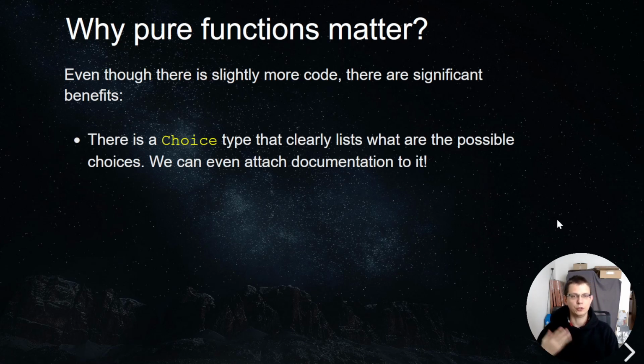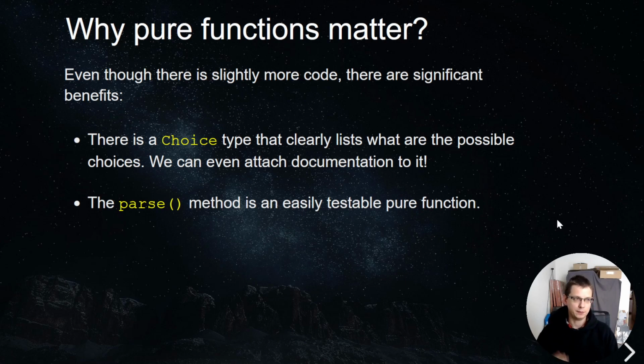As I mentioned, there's a Choice type which clearly lists what the possible choices are, you can even attach documentation on top of it, and you can reuse that type throughout your code base. It's very clear when you look at that type what the options are, and you don't have to extract that from the previous big menu method, which was very intermixed. The parse method that we wrote is an easily testable pure function, so you can very easily write tests for it, whereas previously it was hard to write tests for the menu function.